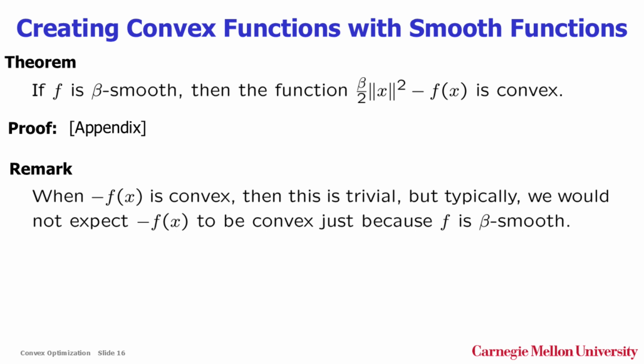Here is another, maybe somewhat surprising result. We can prove that if function f is beta smooth, then the function beta half times the square norm of x minus f of x is a convex function. This statement would be trivial if we had assumed that minus f is convex, because then this expression is just the sum of two convex functions. But interestingly, this statement is also true even when the function minus f is not convex. The proof of this theorem is also in the appendix.